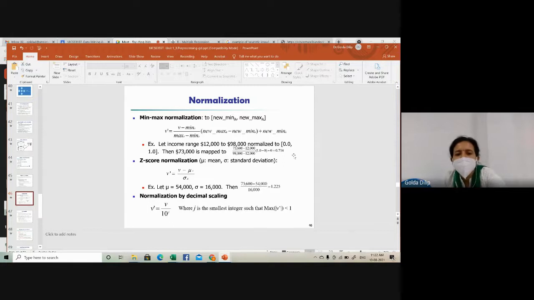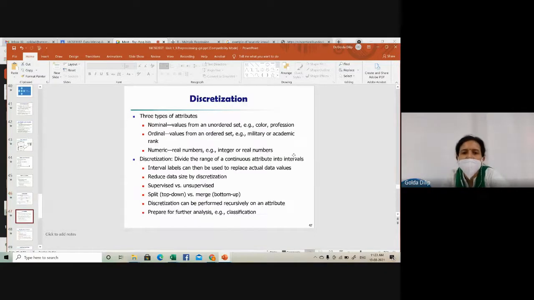The last one is normalization by decimal scaling. What you're doing is moving the decimal point of the values of the attribute. How much it is moved depends upon your mean absolute deviation and other things. The formula for it is given. So the objective of normalization is to transform the data so that it falls within a range, either from -1 to +1 or between 0 and 1, and give the same weightage to all the attributes. That's what normalization is all about.